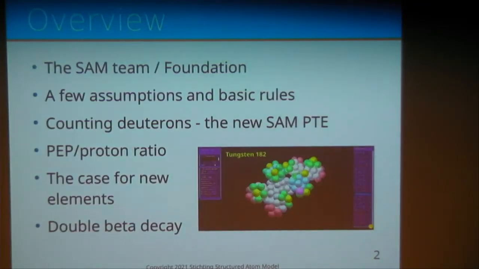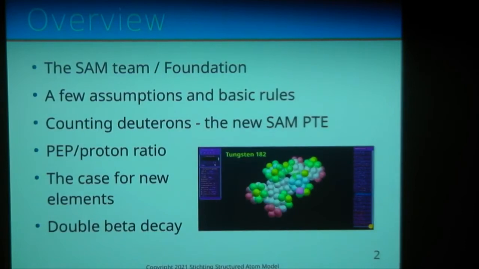During this presentation, we will look at ways to characterize elements according to SAM and define an element number suited to the model. This step opens up room in our new PTE for new, previously unknown elements. It also allows us to explain the observed neutron to proton ratio and double beta decay as an example. But first, we will have a look at who the members of the SAM team are and what we do.